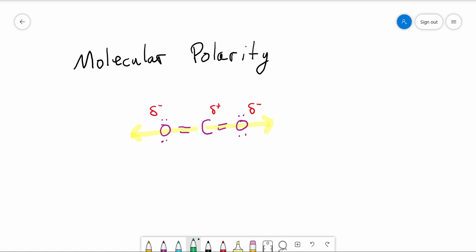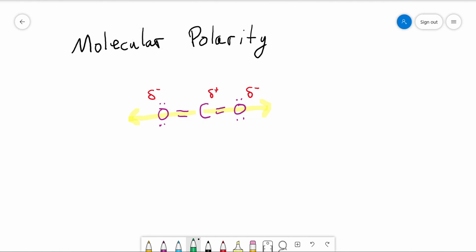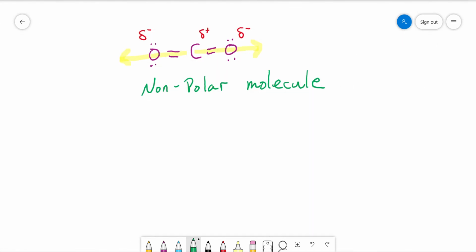Now let me ask you a stupid question. Which one has higher electronegativity? The oxygen or the oxygen? Well, they're the same. So what ends up happening is they cancel each other out, and this becomes a non-polar molecule. Because they pull in opposite directions equally, it's a non-polar molecule.